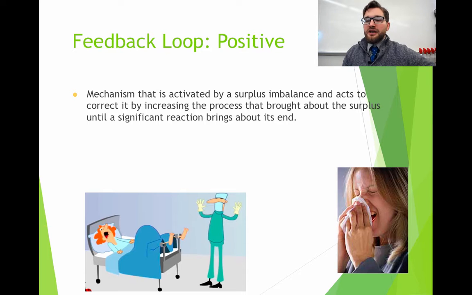A fever would be another example of a positive feedback loop. Your body is going to increase temperature until it gets to the point in which the process that brought about the surplus is completely reduced.